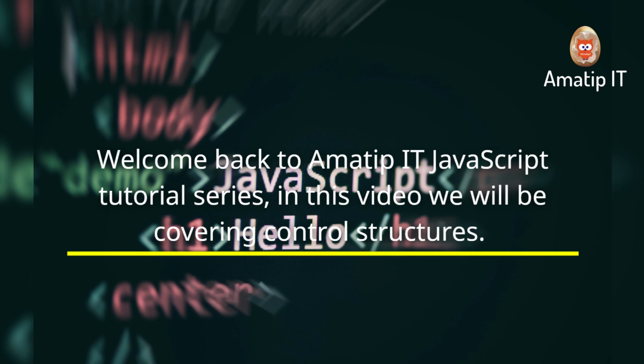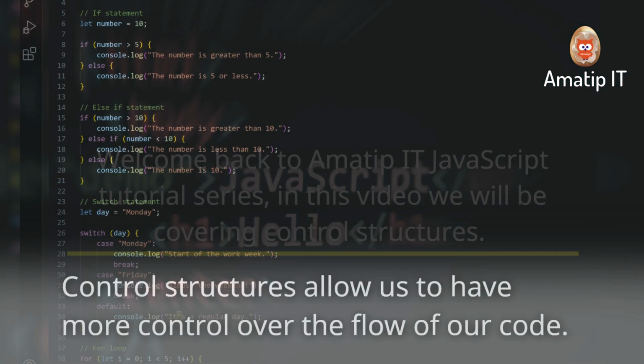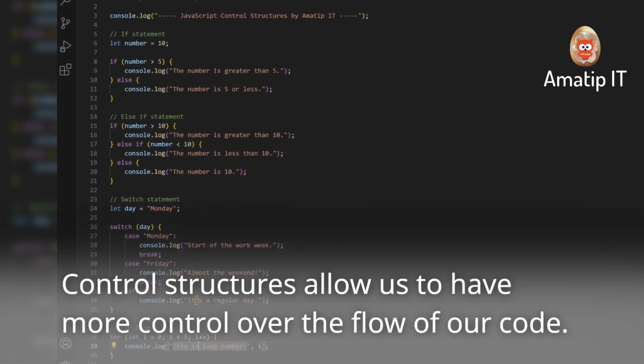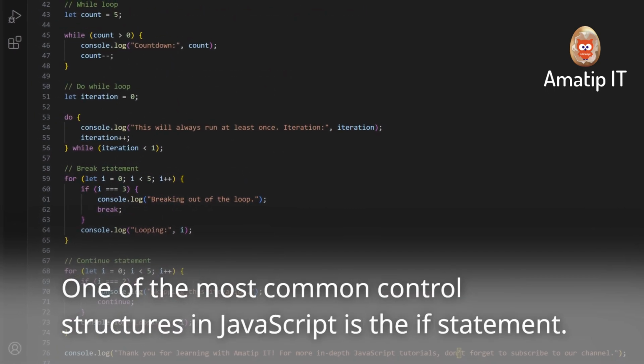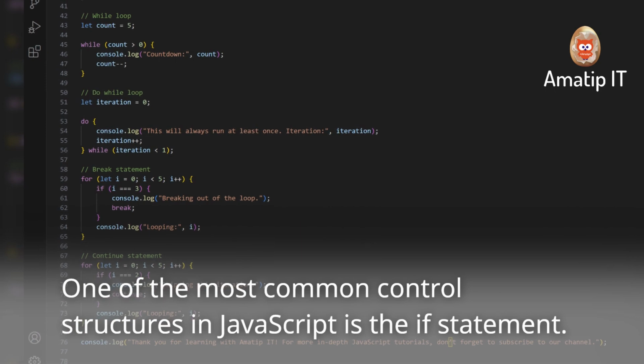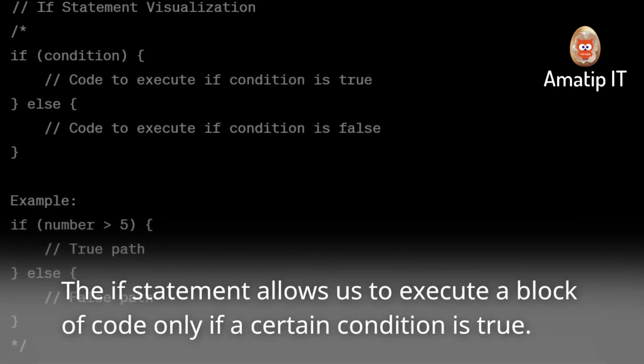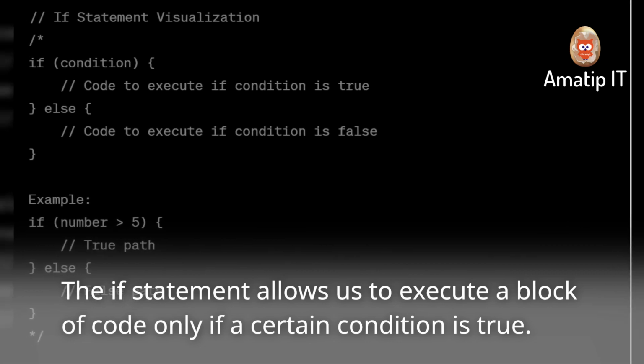In this video we will be covering control structures. Control structures allow us to have more control over the flow of our code. One of the most common control structures in JavaScript is the if statement. The if statement allows us to execute a block of code only if a certain condition is true.